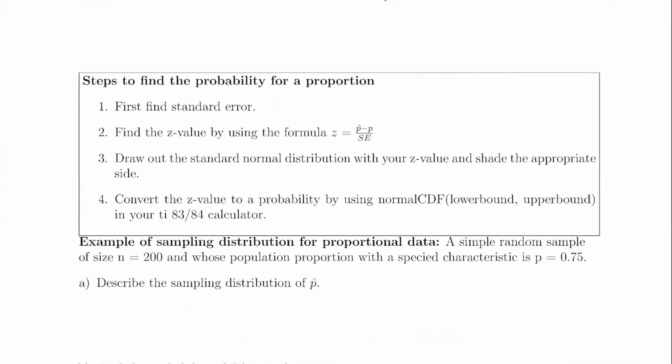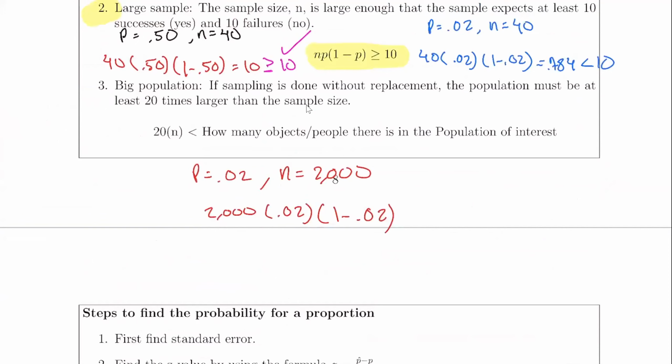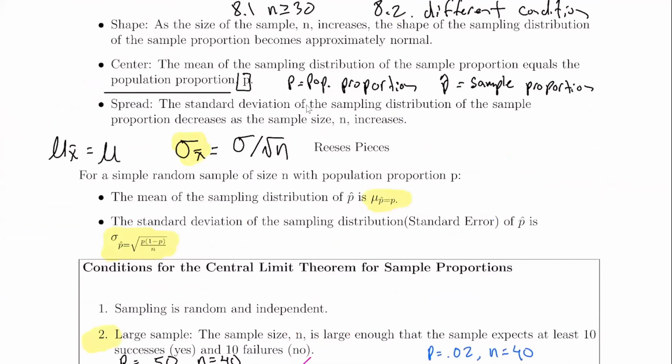All right, so for this one, I'm going to show you how to find the probability. So for the probability, you first want to find the standard error. When I say standard error, I'm just referring to this value over here. So that's your standard error.